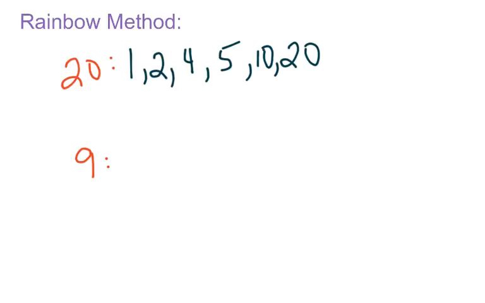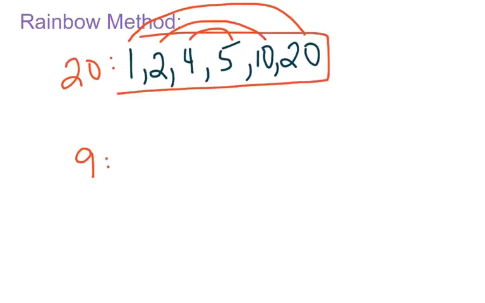And then the reason why we call it the rainbow method is because in order to make sure that we have factor pairs, or numbers that match up with one another, we connect them. So 1 times 20 gets us to 20, 2 times 10 gets us to 20, and 4 times 5 also gets us to the product of 20. So all of these numbers would be factors of 20.